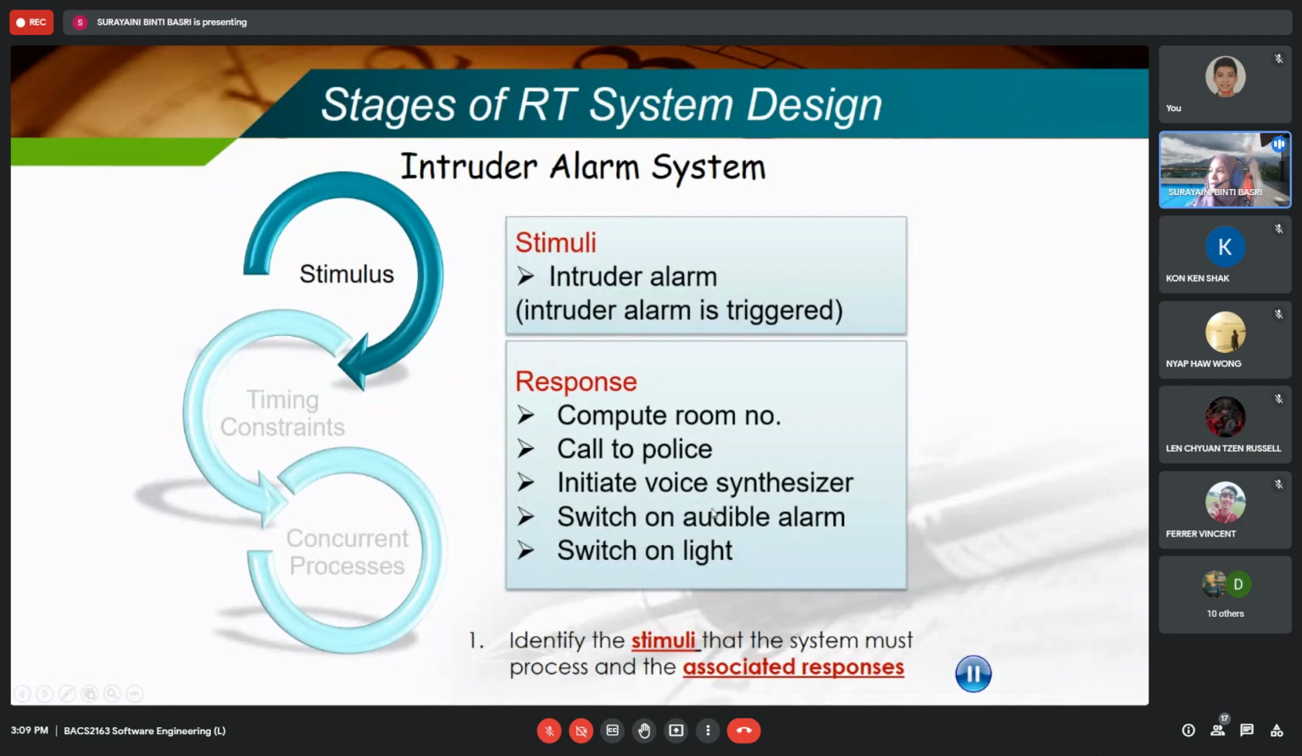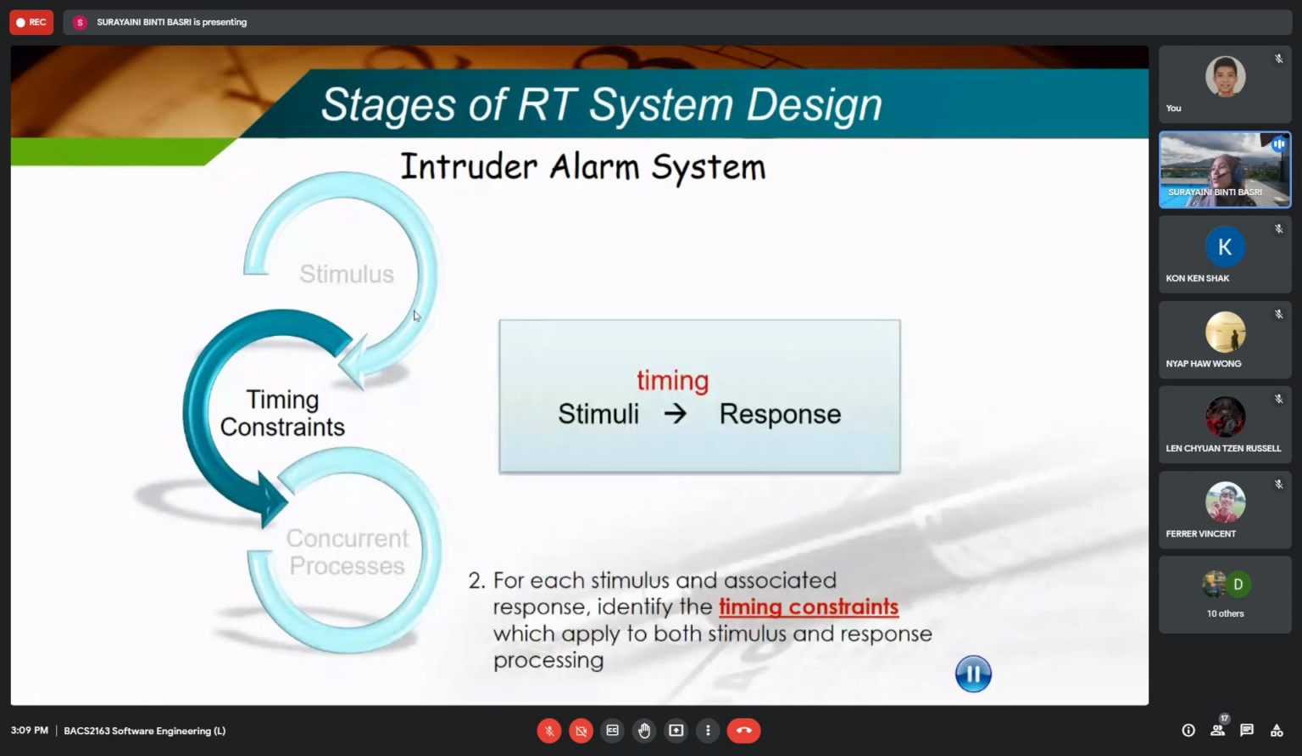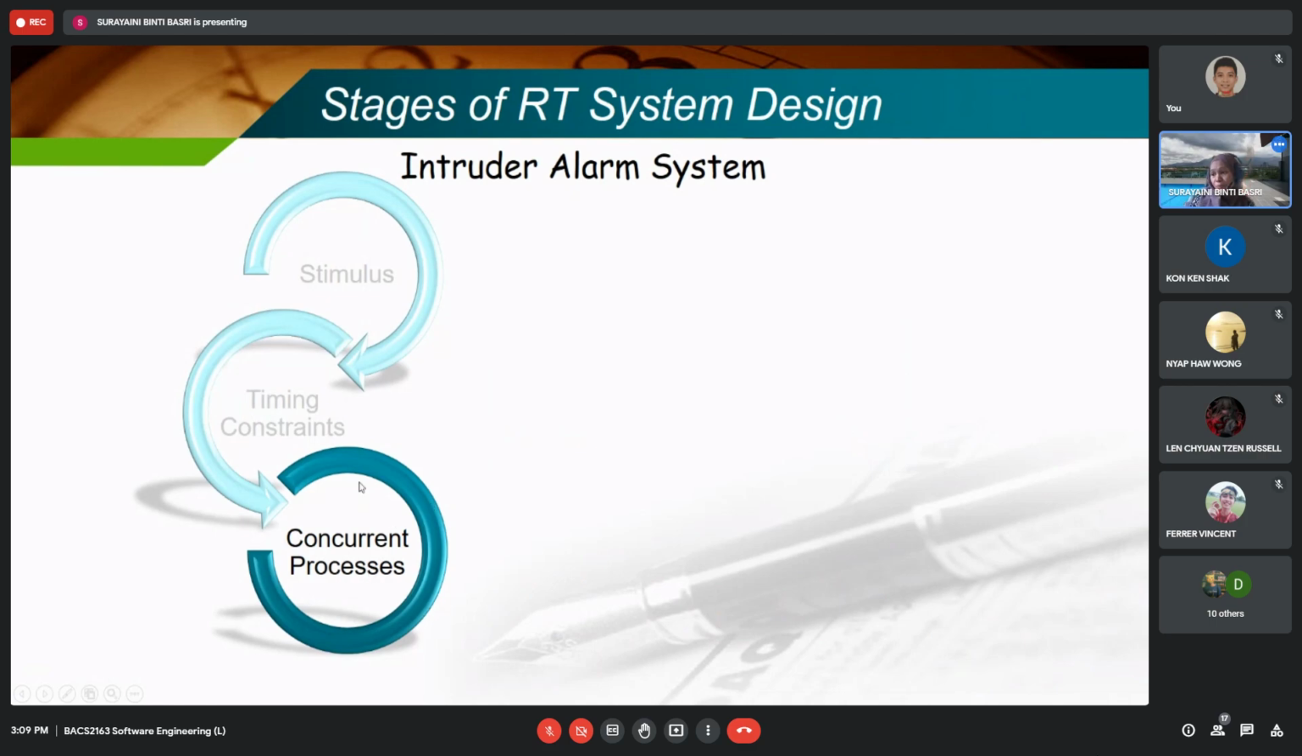Here are the things that you will need to consider. You need to consider the stimulus stage. After that, the timing constraint. For the stimuli to get a response from the system, you need to identify what timing is needed. How many seconds, how many minutes will be needed for the system to respond after it detected or sensed the intruder. After that, we need to identify the concurrent processes.